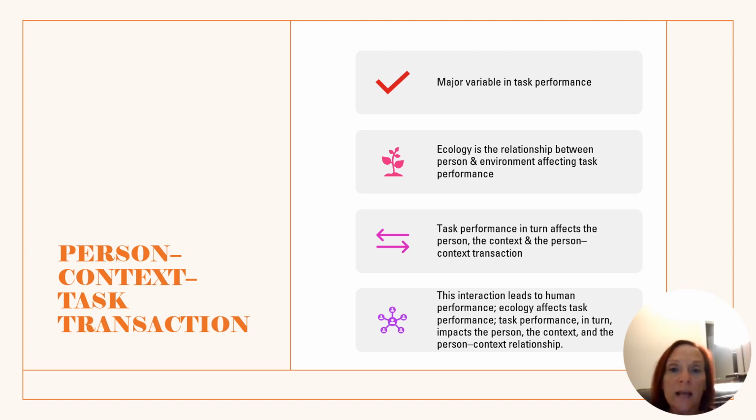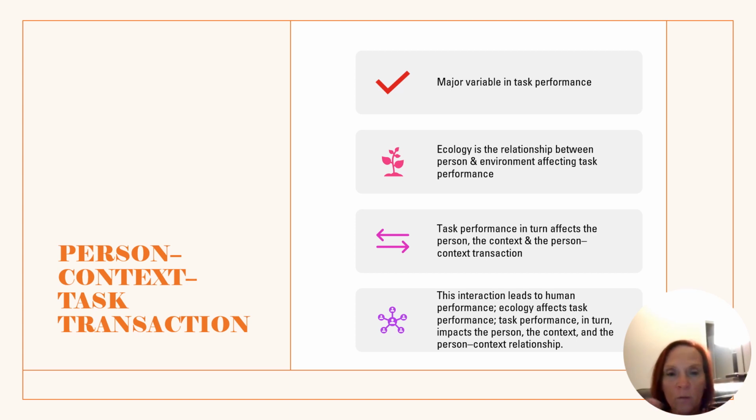Ecology affects the task performance, where task performance in turn impacts the person, the context, and the person-context relationship. You're going to have to read that again and think about that to where it makes sense to you, because it's kind of like a cycle. It's very interactional, and you're going to have to read that several times to make it make sense.